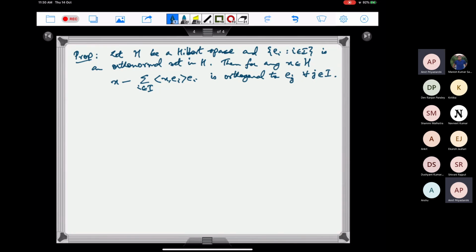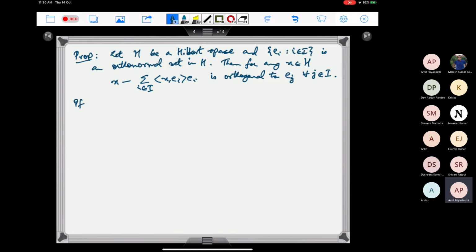We saw that this is true if we take a finite or countable orthonormal set, but now we can see that it is true in general. The only thing is that by the previous remark we know this sum is well defined, and then if we look at x minus this thing, we can show it is orthogonal to e_j by simply writing this as an infinite sum and then taking the inner product.